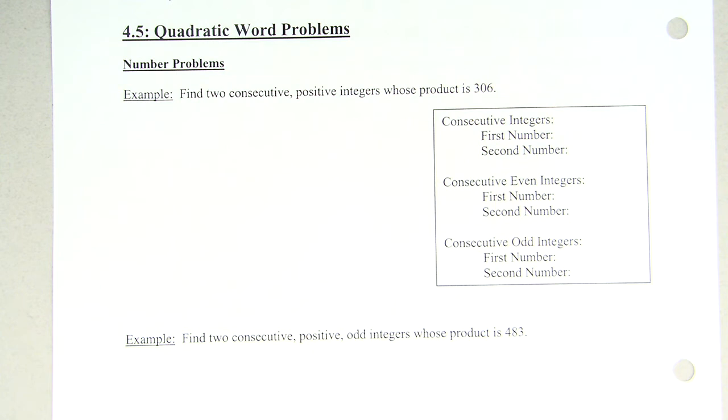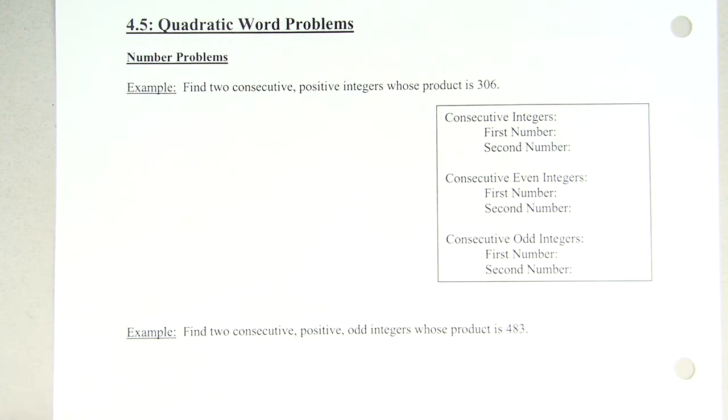First type of problem we're going to deal with are number problems. For our first example, we're asked to find 2 consecutive positive integers whose product is 306. I should have added into the directions that we're going to do this by using a quadratic equation rather than just guessing and checking. We're not guessing and checking with these things. We're going to do these things with some equations.